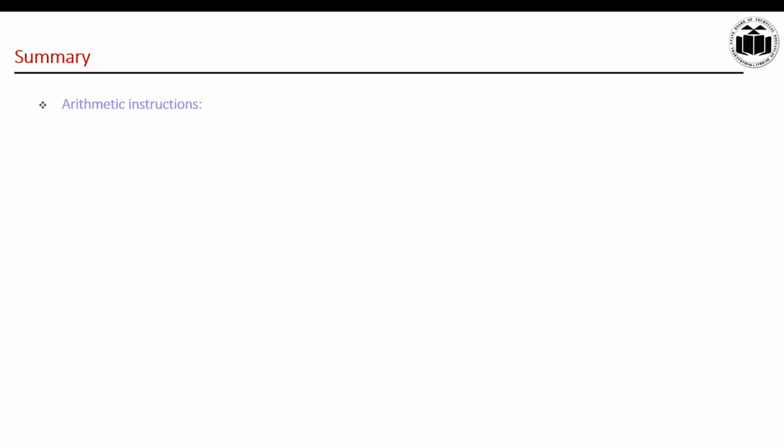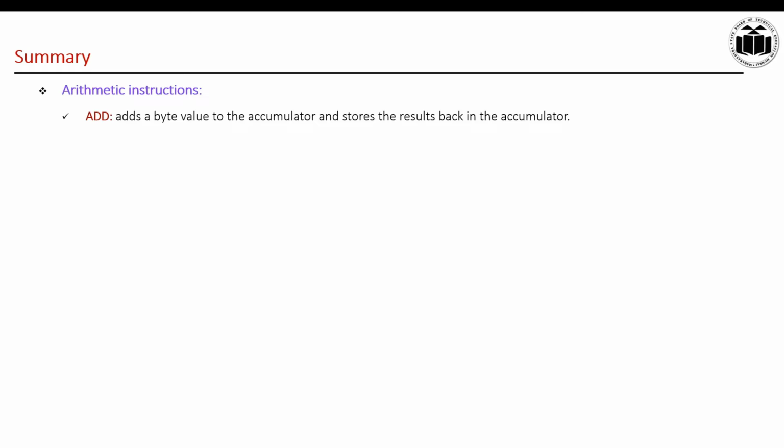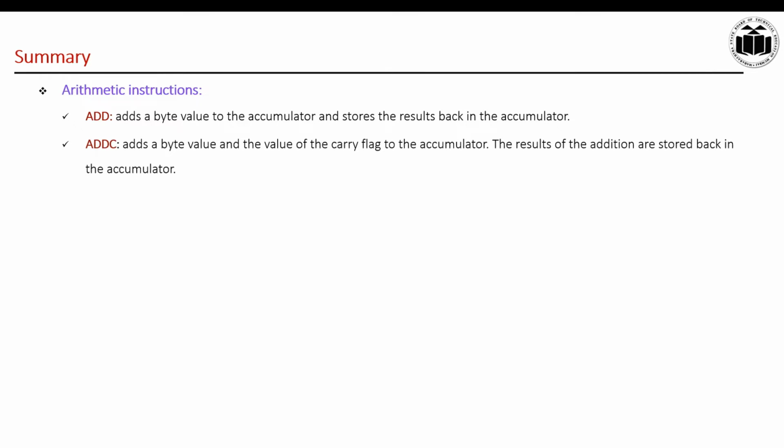Let us have a quick recap of important points. In arithmetic instruction, we have discussed ADD. ADD instruction adds a byte value to the accumulator and stores the result back in accumulator. ADDC. This instruction adds a byte value and the value of carry flag to accumulator and the result of addition is stored back in accumulator.